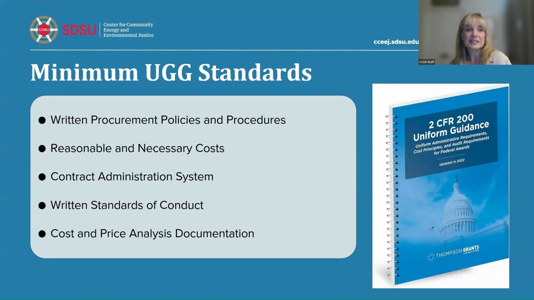The next thing is reasonable and necessary costs. Okay, so equipment, let's just say you're procuring a payloader. They have to be necessary costs, right?